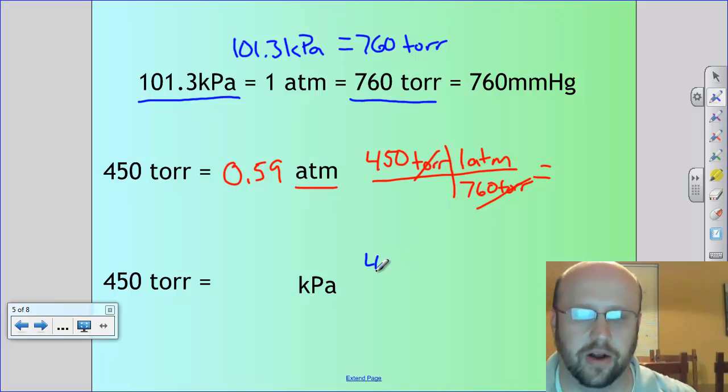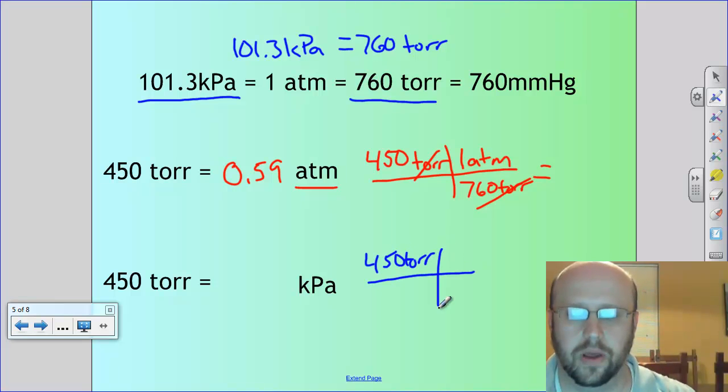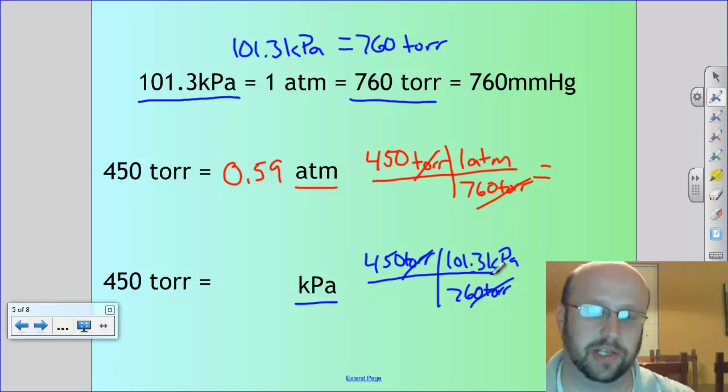So we've got our given again, 450 torr. I want torr on the bottom again. Why? Because that's what I want to cancel. So 760 torr. And on the top of that, obviously, goes my 101.3 kilopascals. Again, why did I put kilopascals here? Because that's what my unknown is. That's what I'm looking for.